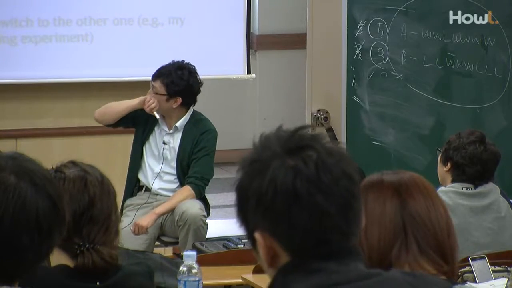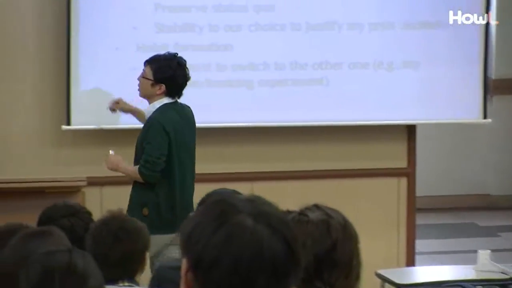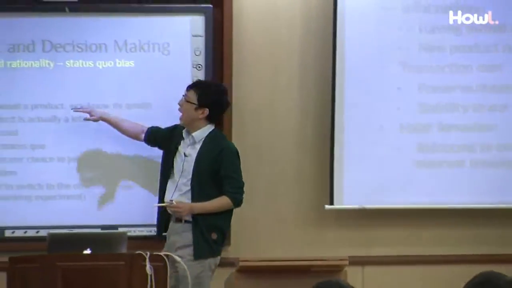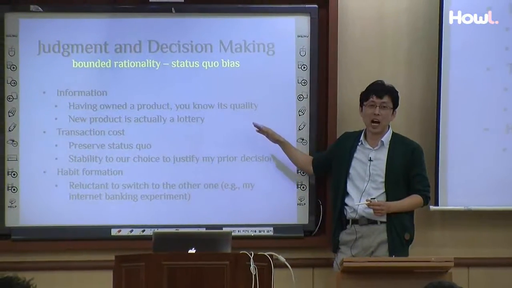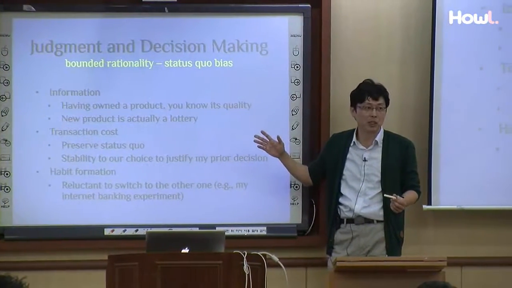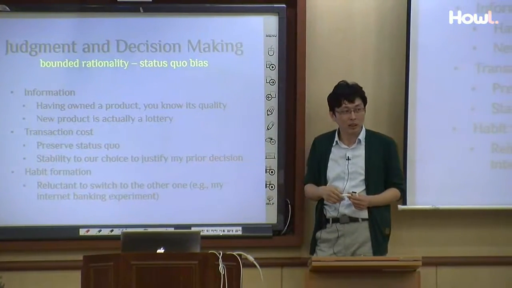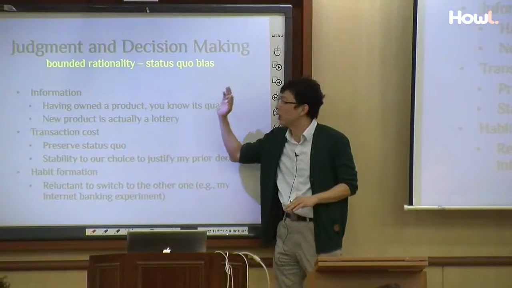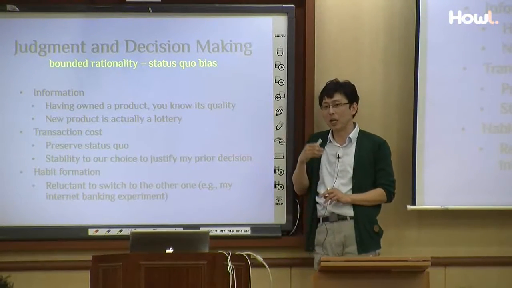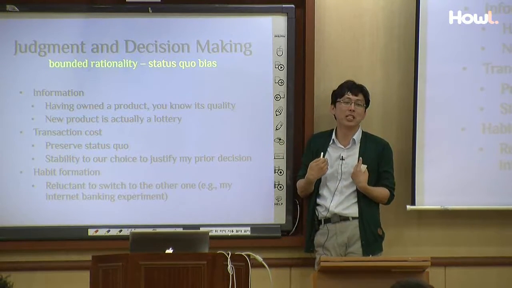Example is this one. I can just read the example with something else, but status quo bias is this one. When you have one, you know the quality, like an iBook or iPhone. Before you're getting it, that is kind of a lottery, okay? Because you don't know whether this one is really a good product or not. So that's why when you have it, now you know the quality, so you value it more, because you have information in here.